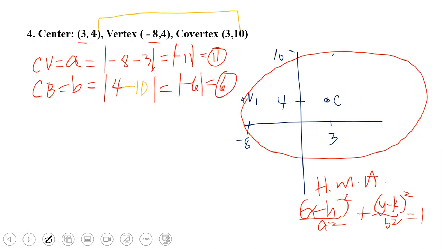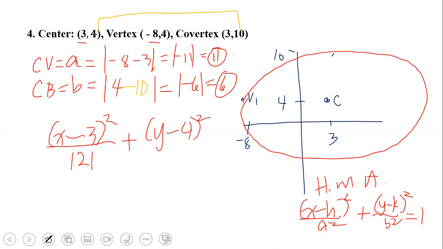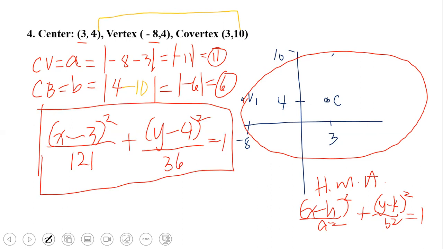So we can already rewrite it in the standard form, which is (x minus 3) quantity squared over 121, our center being 3, plus (y minus k), which is 4, quantity squared over 36 is equal to 1. You have already the following form.